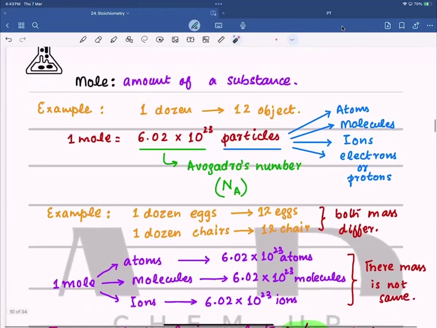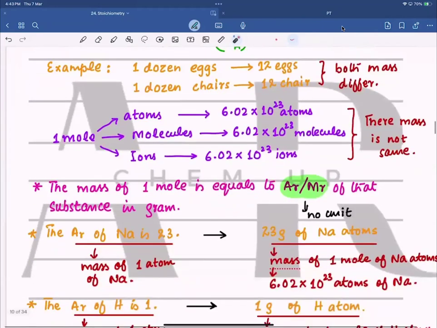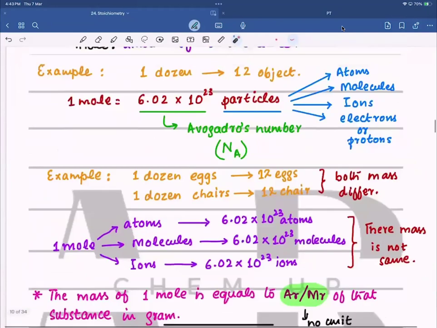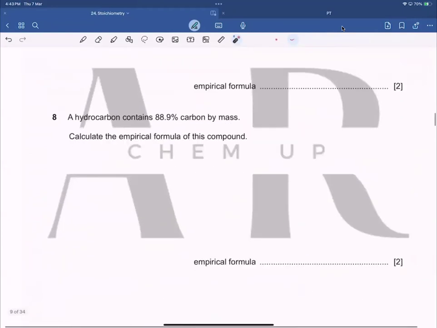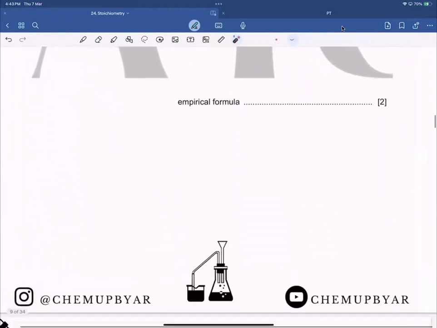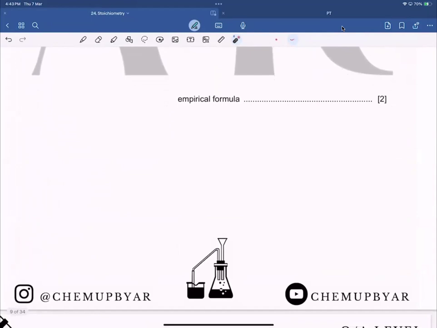Now the question arises that if their masses are not equal, then what would be the mass of 1 mole? So the rule is this: the mass of 1 mole is exactly equal to the AR or MR of that substance, but in grams. Whenever we were using the AR or MR initially, in all the previous questions, we didn't mention any unit because it is the relative mass, so it has no unit. But when I put the gram with that mass, then it becomes 1 mole.